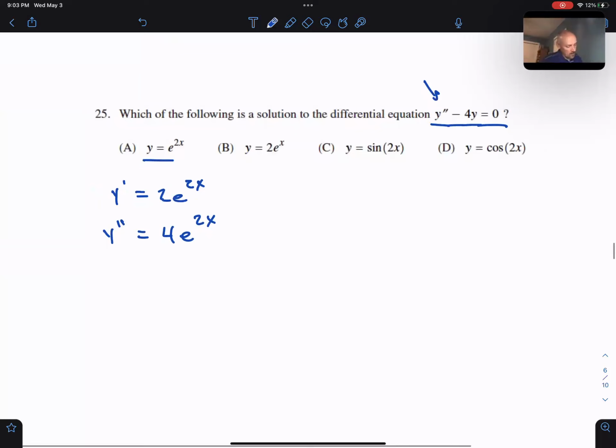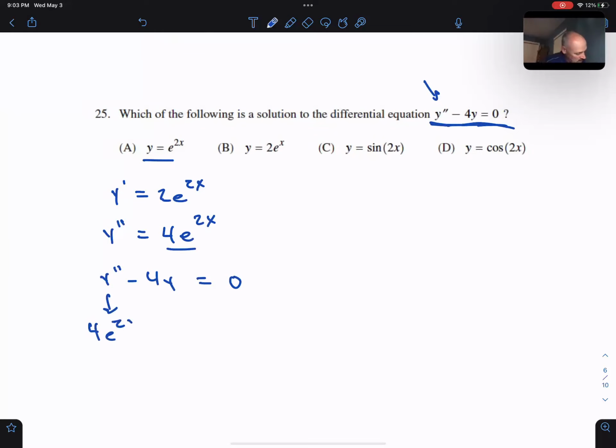Now I'm going to look at what I got. This says y double prime minus 4y equals 0. So let's see what we got. y double prime, that's our 4e to the 2x, minus 4 times y. Well, what's y? y in this one is e to the 2x. Hey, look at that. 4e to the 2x minus 4e to the 2x is 0. That checks. Hey, we caught a break. The first one we tested was the correct answer. Okay, moving on.